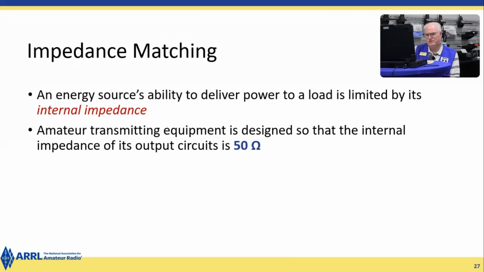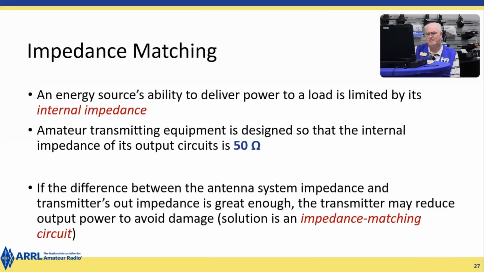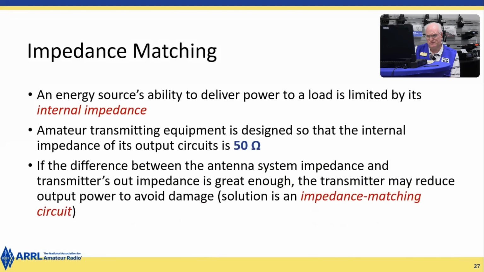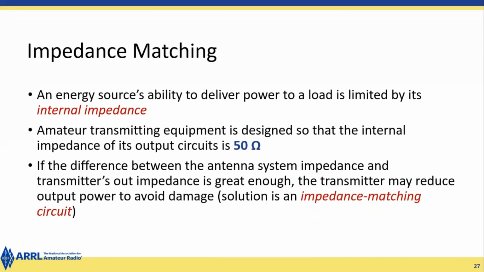Amateur transmitting equipment is designed so that the internal impedance of its output circuits is 50 ohms. If the difference between the antenna system impedance and the transmitter output impedance is great enough, the transmitter may reduce output power to avoid damage. So what you need to do is put in an impedance matching circuit. This is the case where you've got an antenna that's other than 50 ohms.